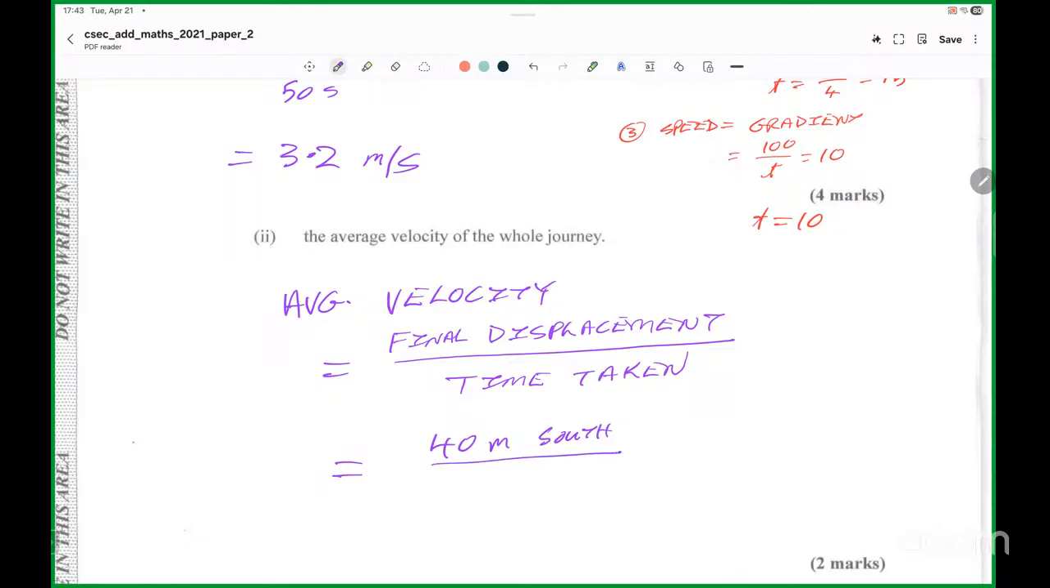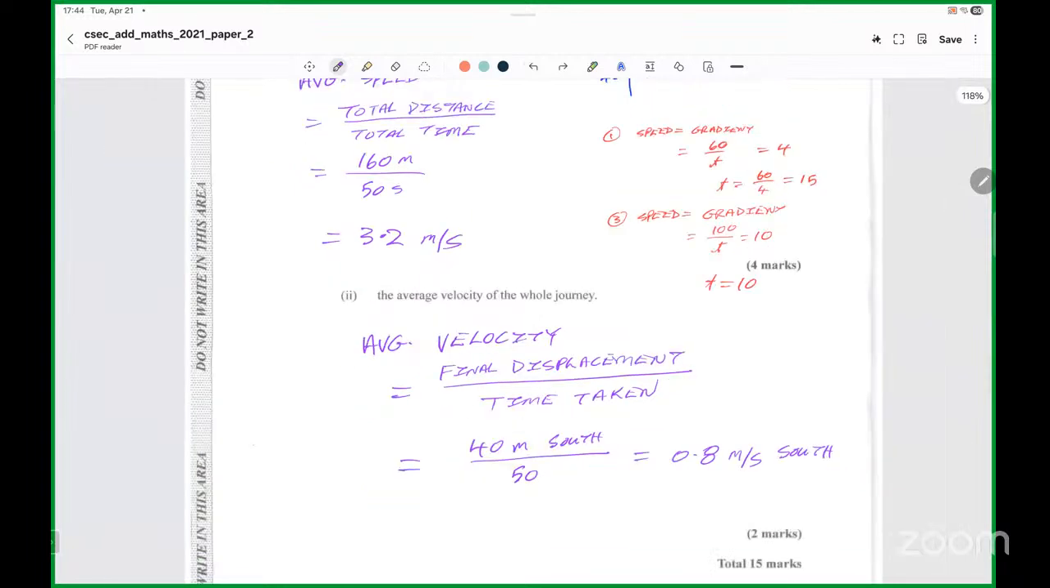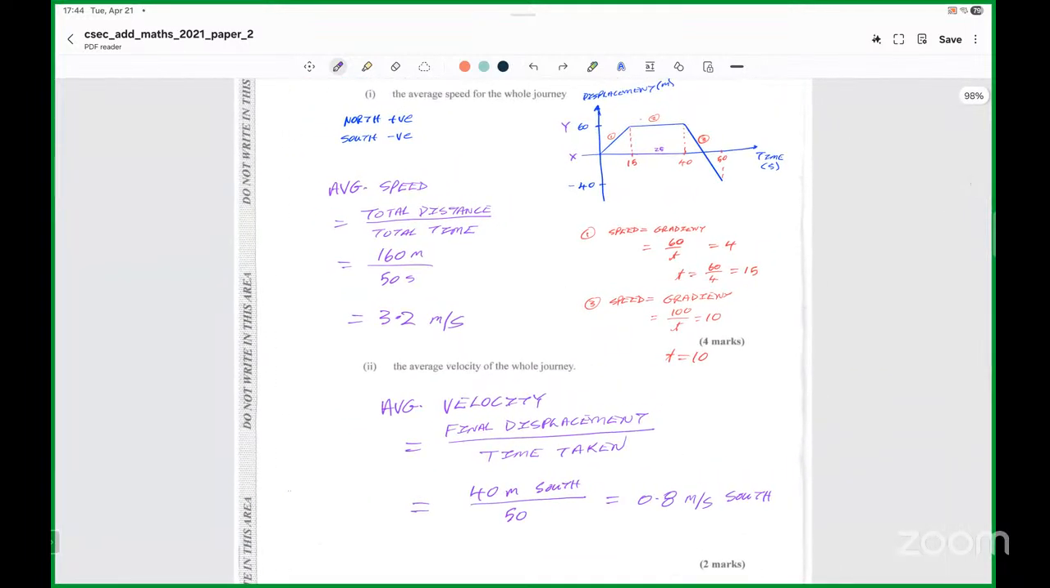And the total time is still 50. 40 over 50 equals what? That's 0.8 meters per second south is the average velocity. I have to give the direction. If you don't give the direction, you're in problems. You have to say south. His final displacement is that he ended up 40 meters south, and the total time for his whole journey is 50 seconds. That is it. So it becomes 0.8 meters per second south. But for velocity, you have to give the direction. Understand that?